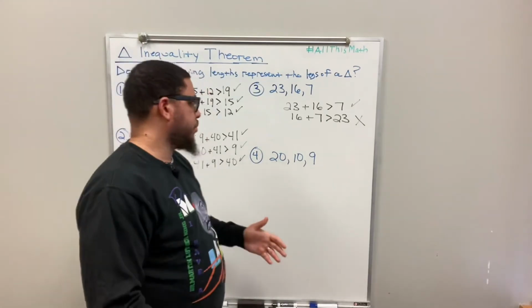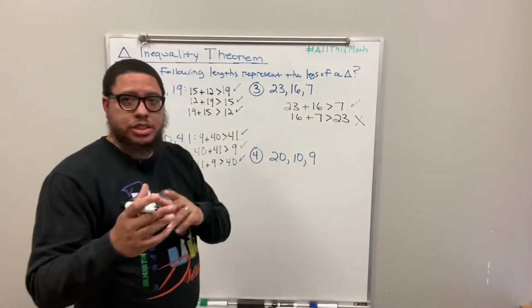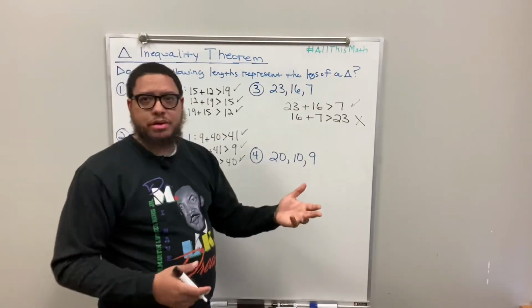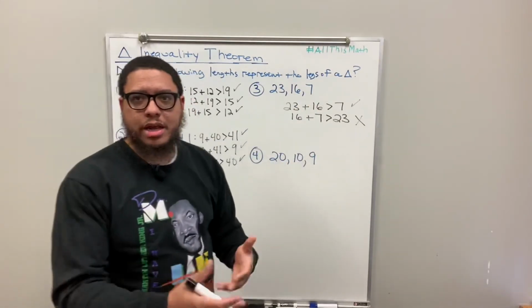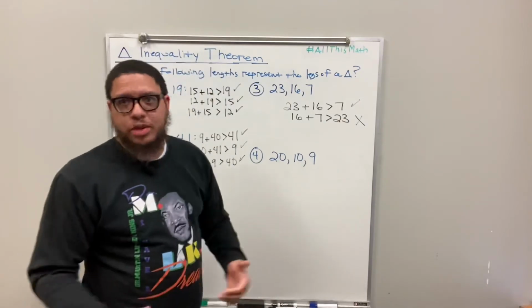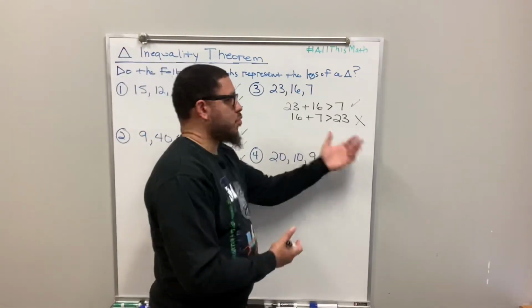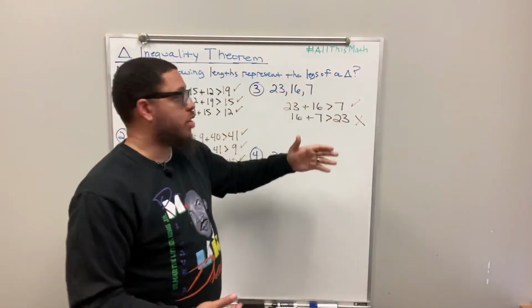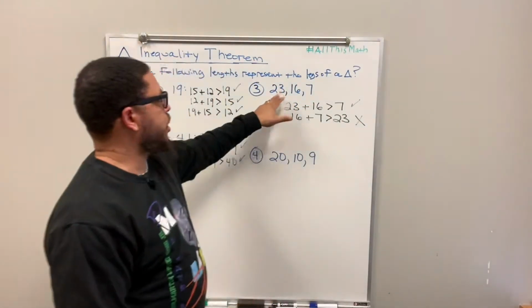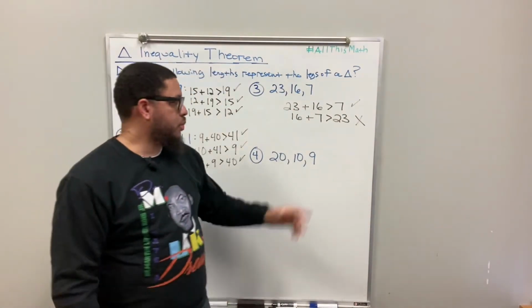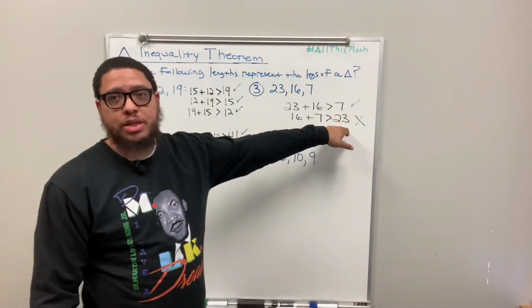All right. Now another question. Do I need to even worry about testing out a third pair? I don't. I could do it if I just feel like doing it, but I don't need to because I already have proven that this is not a triangle. So I've already answered the question. Do these 3 lengths represent the legs of a triangle? They don't, because we know that 23 is not greater than 23.